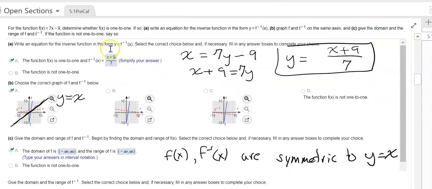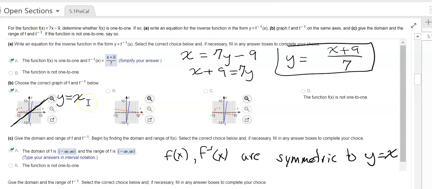Here's the first time we're actually solving for our inverse function. In doing that, we take the original function. Instead of using f of x, we use y, and we switch those. So the x now becomes the y, and the y becomes the x. Then we just solve for y, and that's how we find the inverse function. So we rewrite the original function, we solve for y, and this now represents the inverse function. That's how I got this x plus 9 over 7.